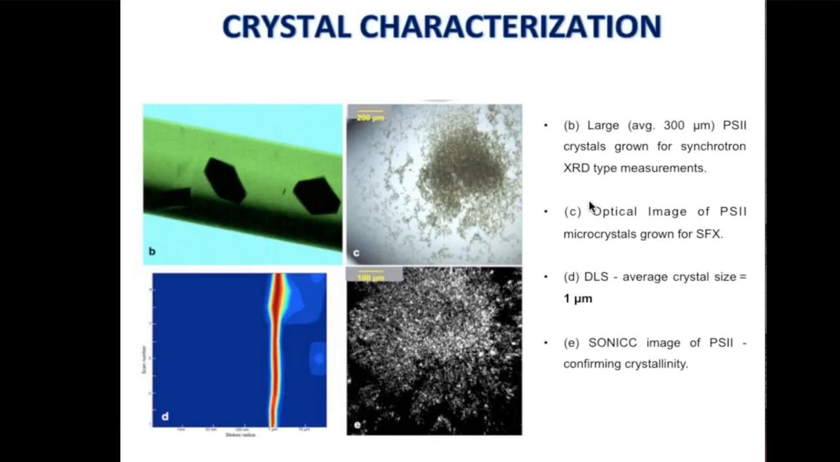The other thing is also that SONICC can go much further than DLS in identifying the size distribution. So if you ever had crystals that were not going to 1 micron or 5 microns and had a few hundred nanometers, you'd probably still be able to identify the distribution using SONICC.